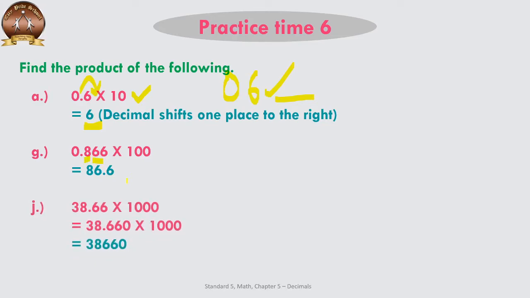38.66 multiplied by 1000. 1000 has three zeros, but the number has only two decimal places. So we add a 0 at the end so that we have three decimal places and we shift the point three places: 1, 2 and 3. So the decimal will come after 0. It has no value, so you can write the answer as a whole number, 38,660.